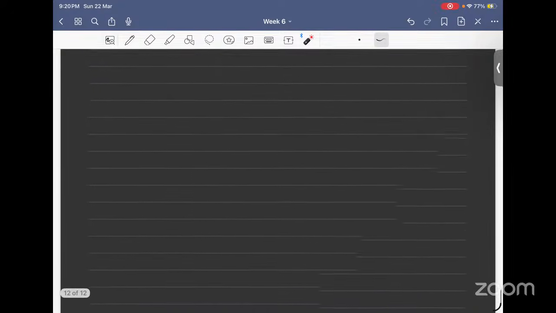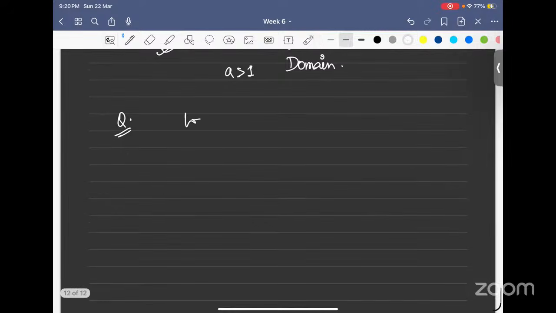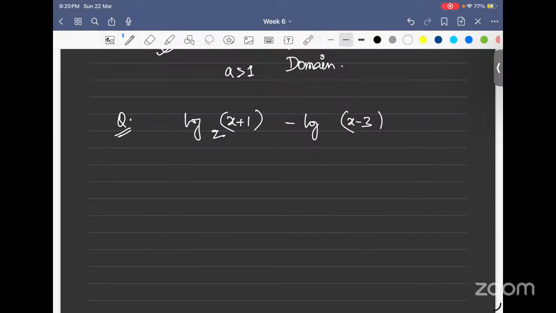Yes, sir. Okay, let's solve the last question. This week was very simple. If you have any doubt, you can just ask, but otherwise I hope everything was covered. So log of (x plus 1) base 2 minus log of (x minus 3) base 4 equals 2. Solve for x.